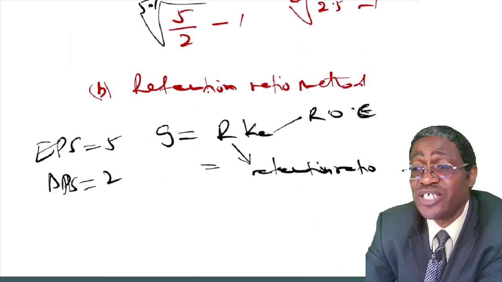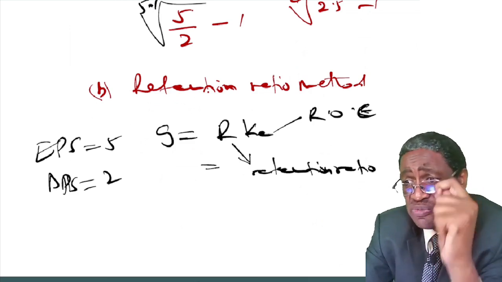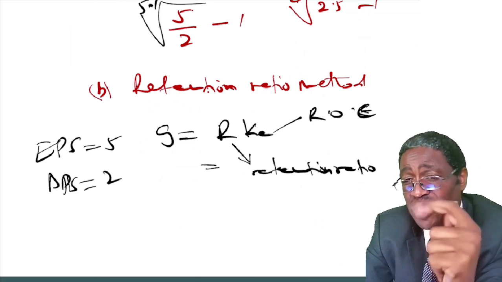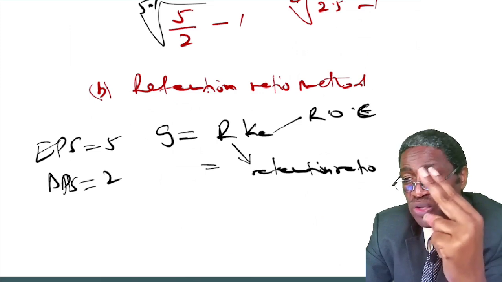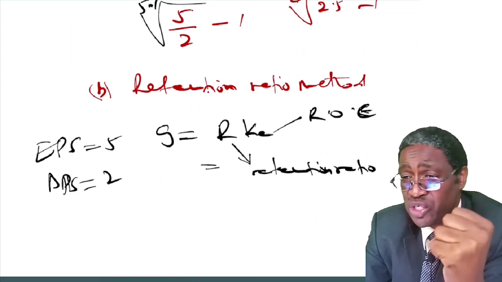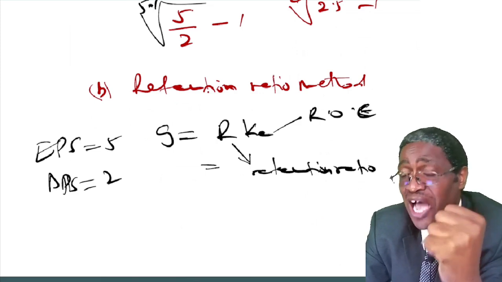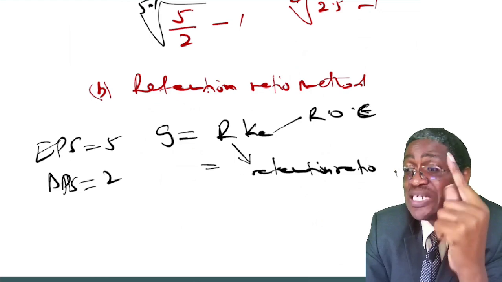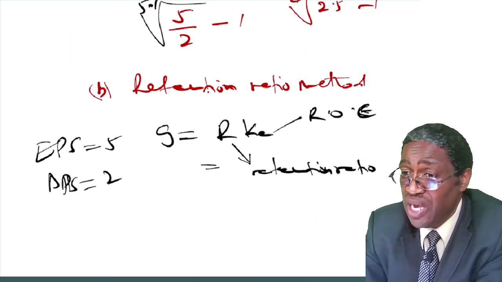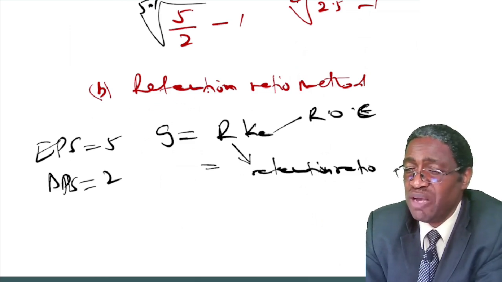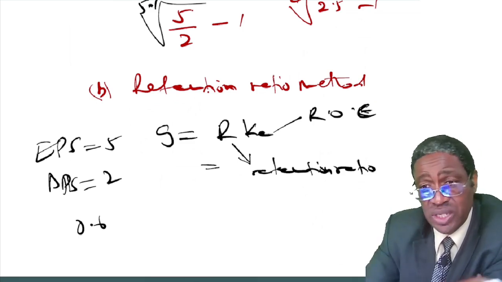So what was the retention ratio? If the earnings per share is 5 and the company paid 2 shillings as dividend per share, the company must have retained 3 shillings per share. So 3 out of 5 is what the company retained. Our retention ratio will be 3 divided by 5, which is 0.6.